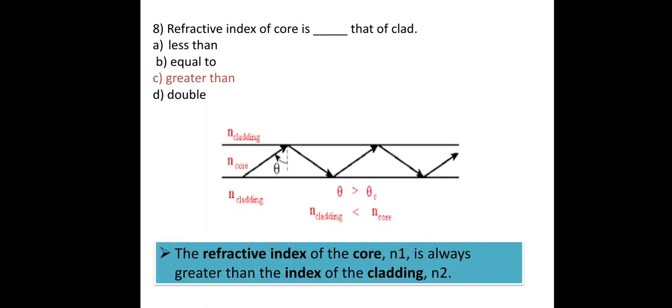The refractive index of the core, here in the figure N1, is always greater than the index of the cladding, N2. Here N1 is the core and the cladding is N2. N1 is always greater than N2. Okay. The refractive index of the core is always greater than that of the clad. The correct option is C.